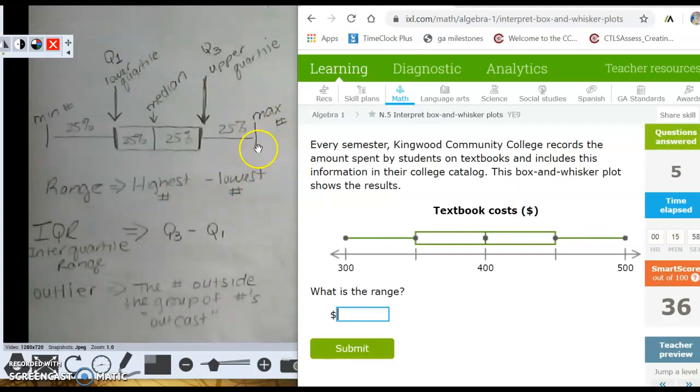The highest number, or the maximum number, is always located on the right-hand side of the whisker. So that particular number for us would be 500. And then the lowest or minimum number is always located on the left-hand side. So that would be our 300. So we're just going to simply subtract 500 minus 300, which will give us an answer of $200.